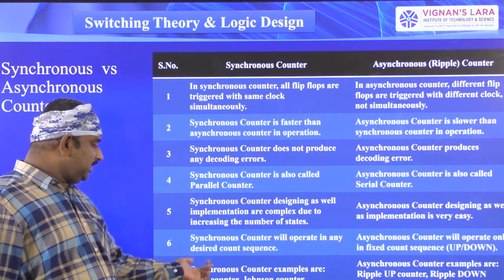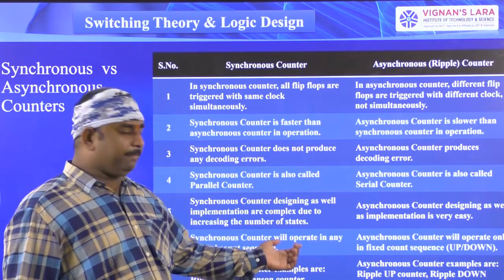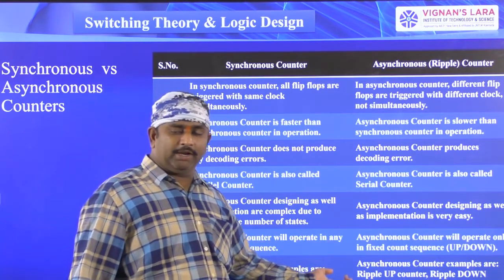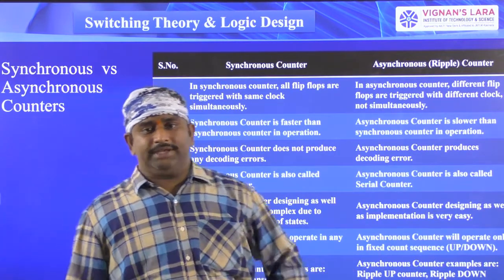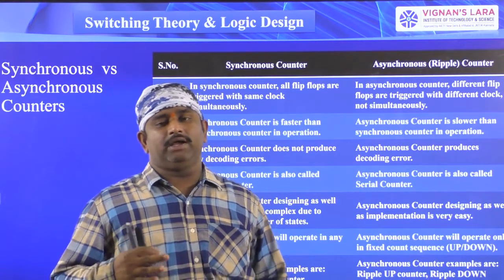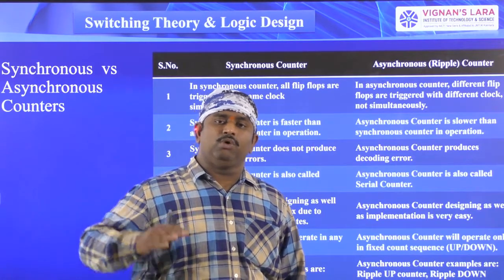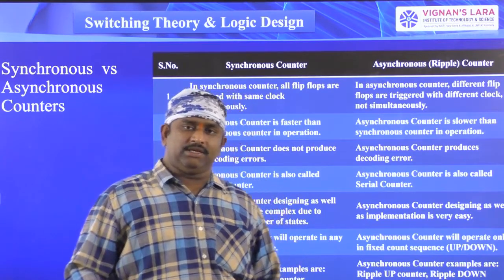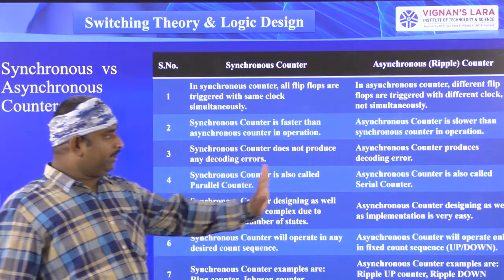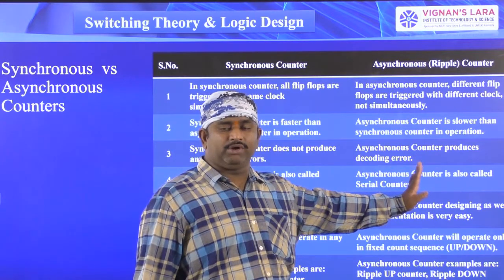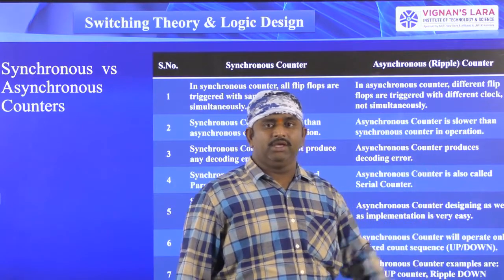Next, coming to the seventh one. Synchronous counter examples are ring counter and Johnson counter. Asynchronous counter examples are ripple up counter, ripple down counter, mod 10 ripple counter. Like that, we have different types of counter applications. So here it is very easy to compare synchronous counters with the asynchronous counter. The synchronous counter is more flexible but more complex. It is a very user comfortable counter, but it is complicated. Asynchronous counter is very, very easy to design, but it is not user friendly.